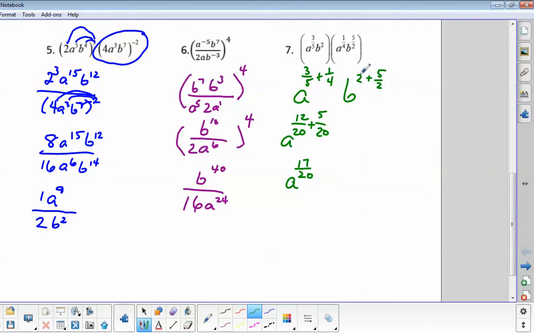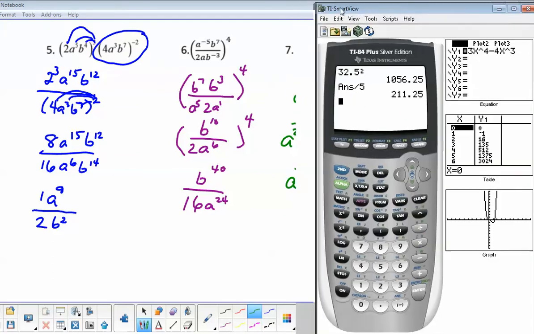For the B, this is not a fraction yet, but I can multiply it by 2 over 2 and make it a fraction. So B, if I multiply this by 2 over 2, I get 4 over 2. 5 over 2, which becomes B to the 9/2. Now, if you really don't like finding common denominators, you can add these fractions on your calculator.